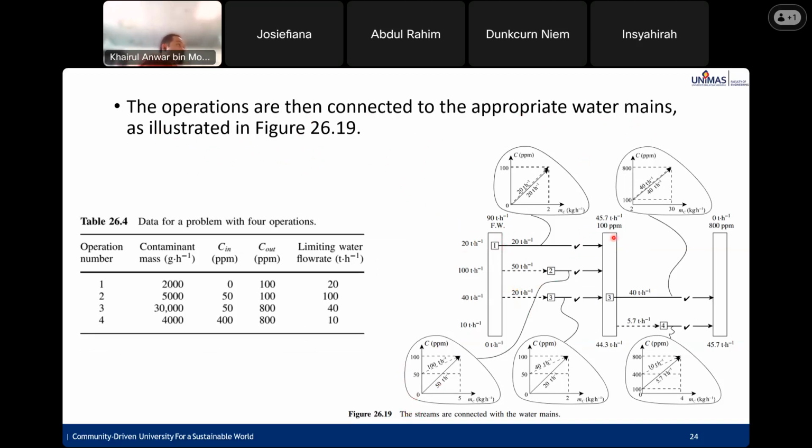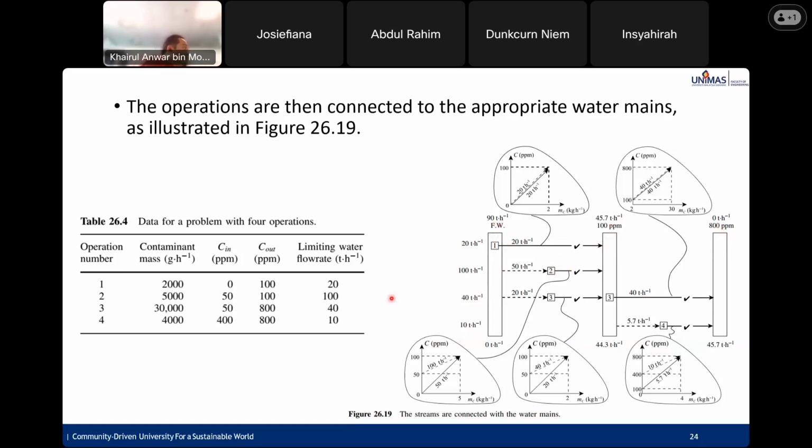So for this figure, this one is okay. See 20. Why 20? Because it is similar to the limiting water flow rate. It's actually connected between the mains, from the first one: feed, pinch, the outlet.